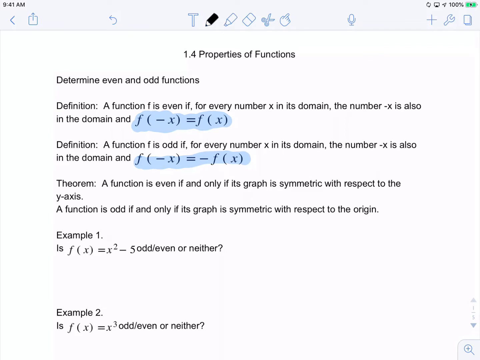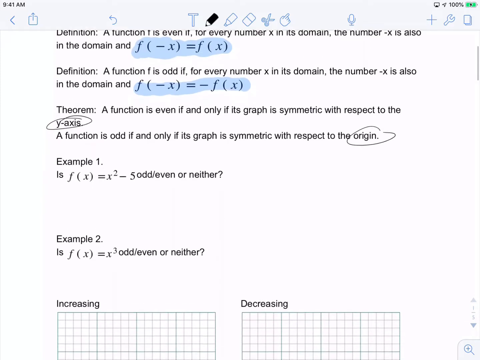One of the important things to talk about is also a theorem, and that theorem tells us that a function is even if and only if its graph is symmetric to the y-axis. That's important. It's even if it's symmetric to the y-axis, and it's odd if it's symmetric to the origin. So that's telling us that it's going to be symmetric to the origin, not the x-axis. Don't get that confused. Let me show you how we do that.